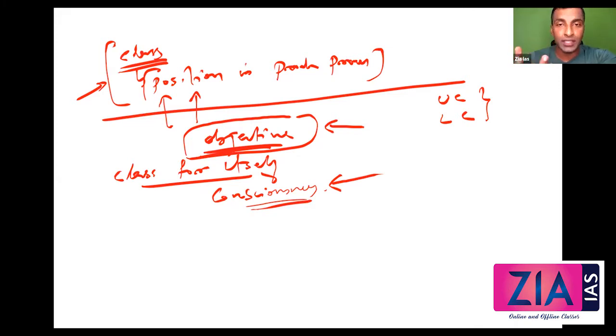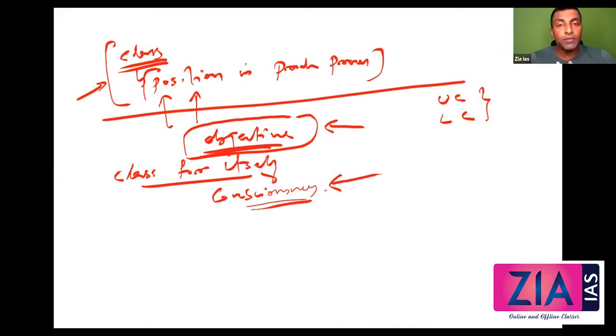There will be consciousness which will come among the masses. Then they will become class for itself. Now they will try to do something for the classes. That's why it becomes class for itself. So there will be a transformation from class in itself to class for itself when the appropriate condition comes.